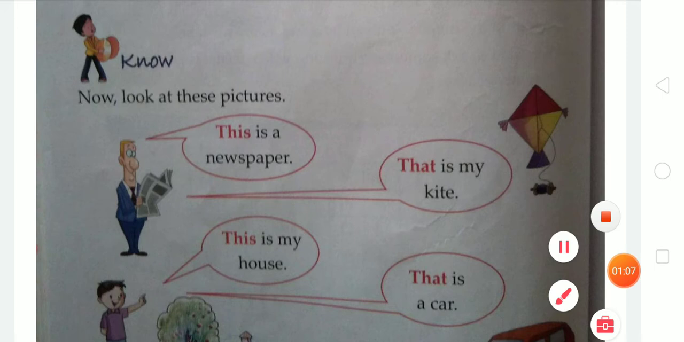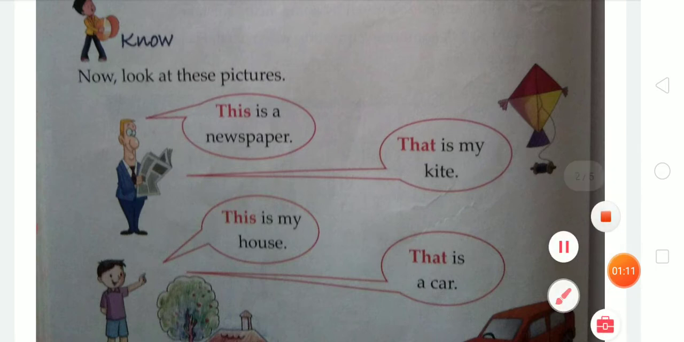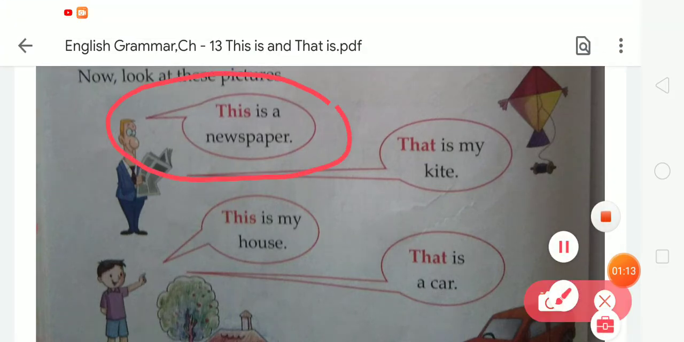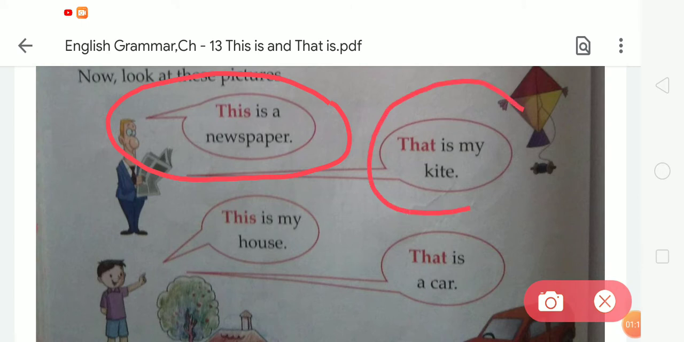So let's have a quick overview. Here you can see this is a newspaper. This is a newspaper and that is my kite. So why is this or that used here? Because this newspaper is near and that kite is far. So for near we have to use this, and for far we have to use that.